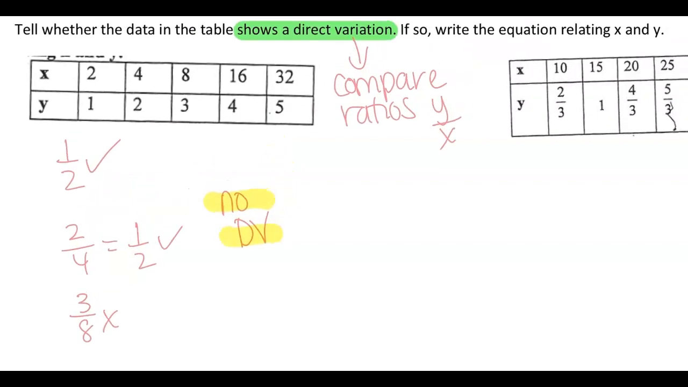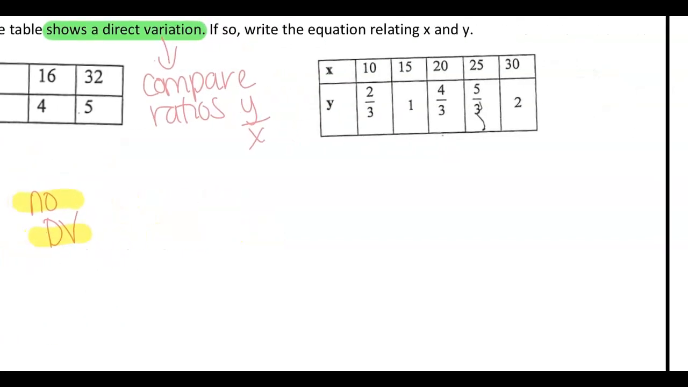With that in mind, we're now going to do the one next to it. And by we, I mean you. I'm going to help you start off with the first part, but you guys are going to finish it. So for this table over here, we're going to do the same thing. We need to identify if this is a direct variation or not. And we need to do so by comparing y over x. So I'll do one with you, but you're going to do the rest.